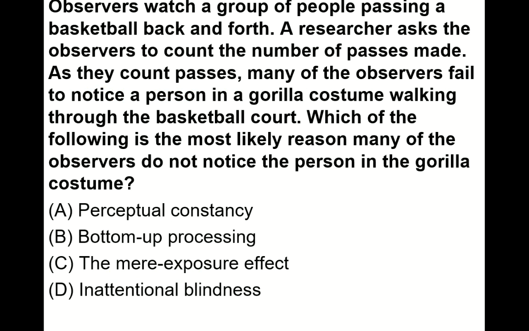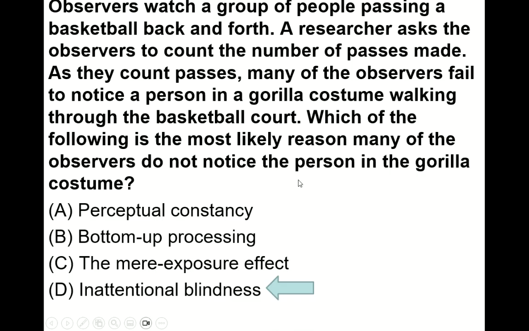All right, try this question. The answer is inattentional blindness. Okay, so I taught you earlier that it was selective attention, and I was right. But now I'm teaching you the word inattentional blindness. Don't think about it too much.